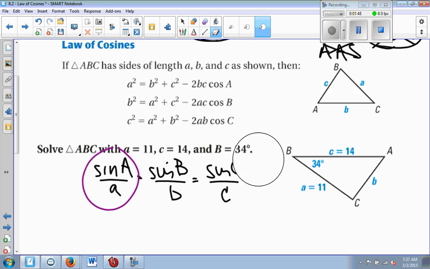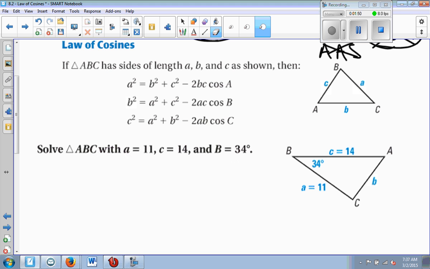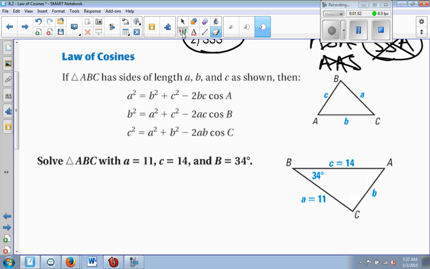So we have to present a new process, which is called law of cosines. Law of cosines has three variations. They're all right here. If you notice, they all look very similar, and the reason why is because they're all based off of the exact same thing.